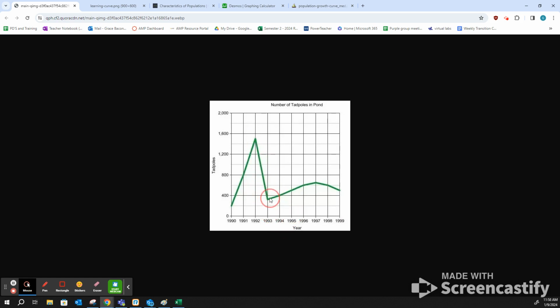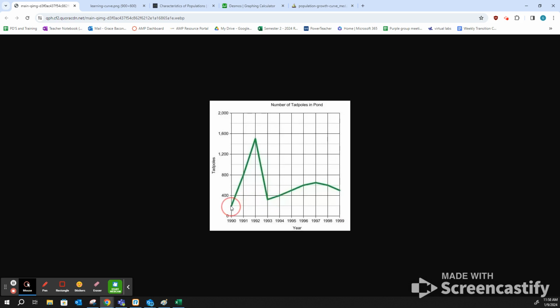And then we can also talk about where it's growing faster versus slower. So if I look from 93 to 95, it's growing again, but it's not growing as fast as it was here, because if I look between just any 2 years, this is moving from about 370 tadpoles-ish to 400 tadpoles. So it only increased by 30 tadpoles this year.